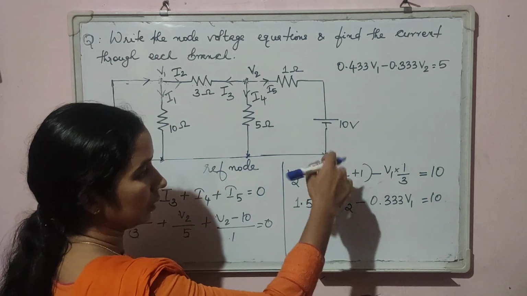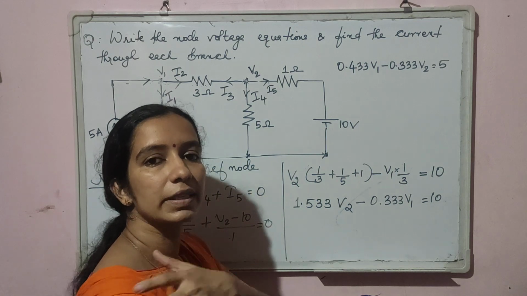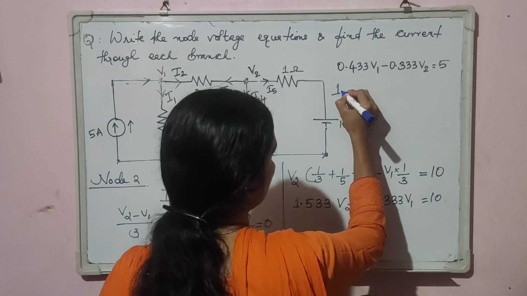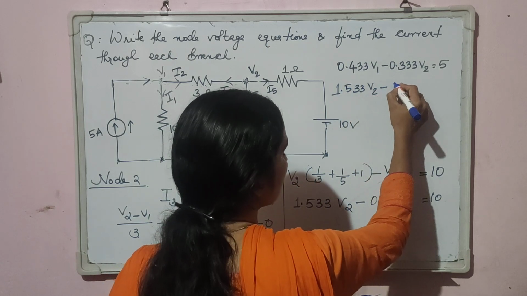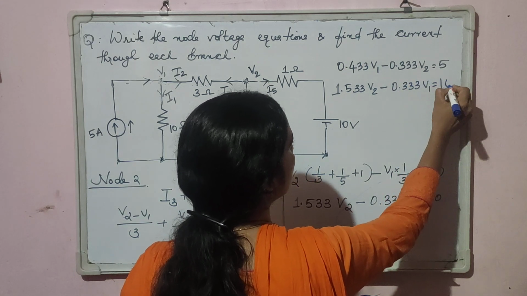Okay. So we have 2 equations and 2 unknowns. Now let us solve these equations using Cramer's rule. So let us note down our second equation here. 1.533 V2 minus 0.333 V1 is equal to 10.